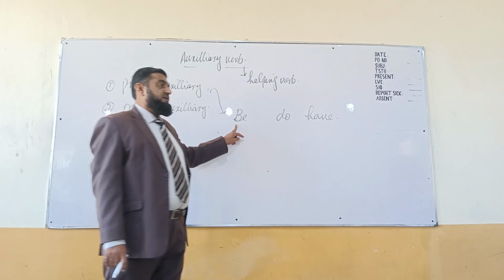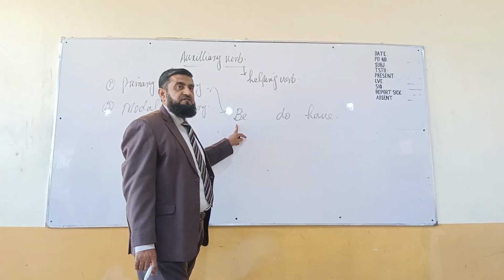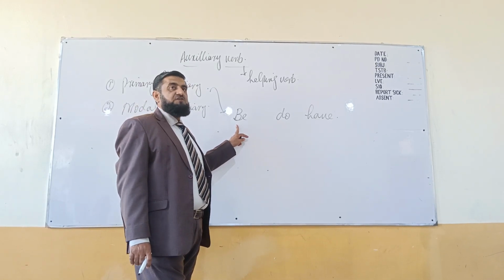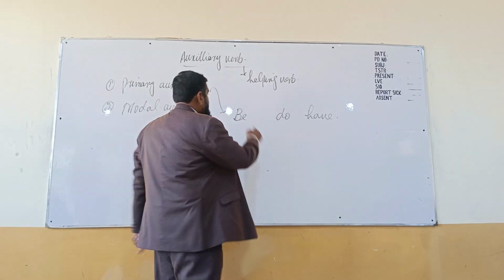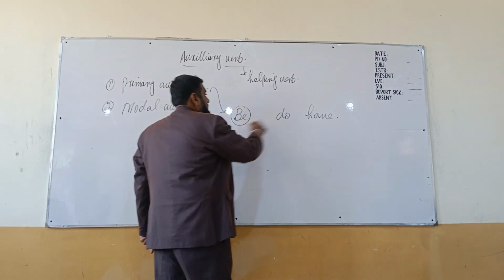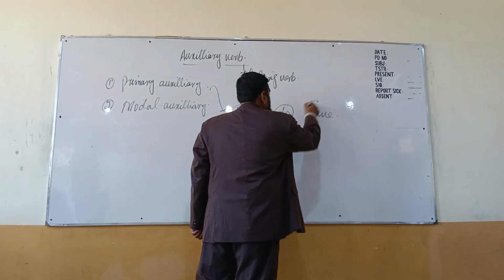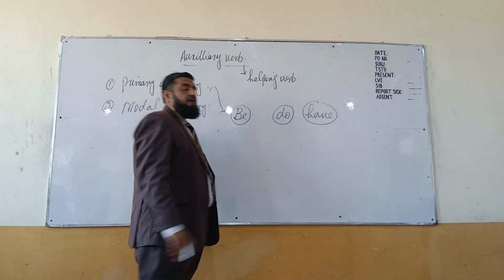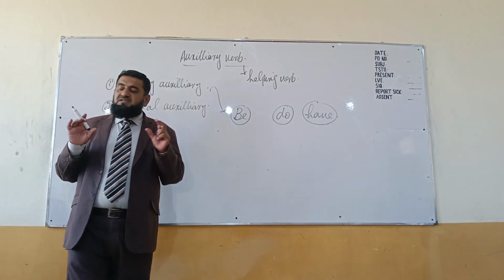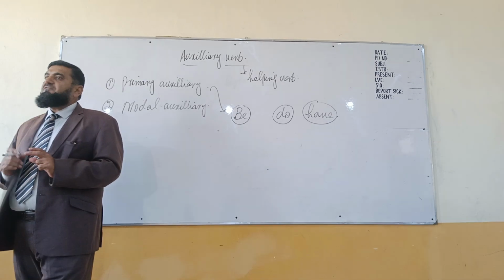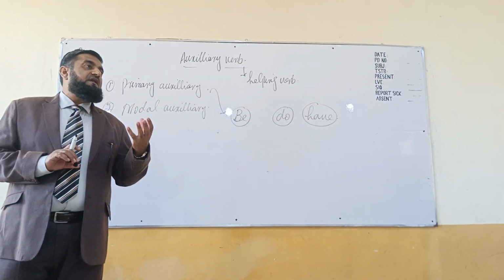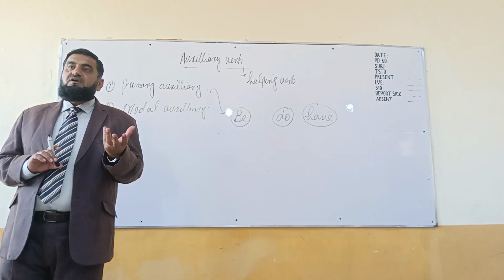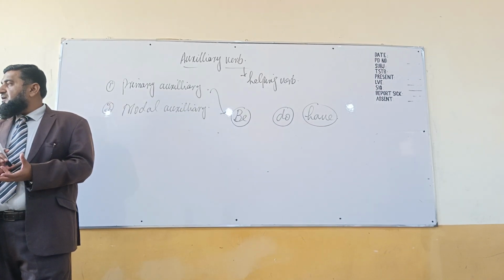Dear cadets, this is something new for you, so you must heed it and concentrate in order to grasp this point. Be is a lexical auxiliary. Do is a lexical auxiliary. Have is a lexical auxiliary. All those things which are lexical and grammatical will have inflectional forms.